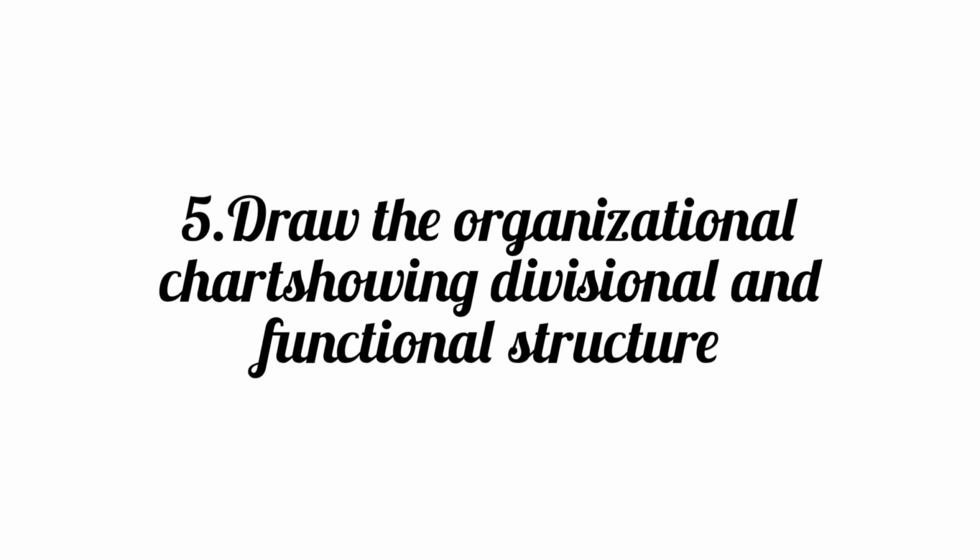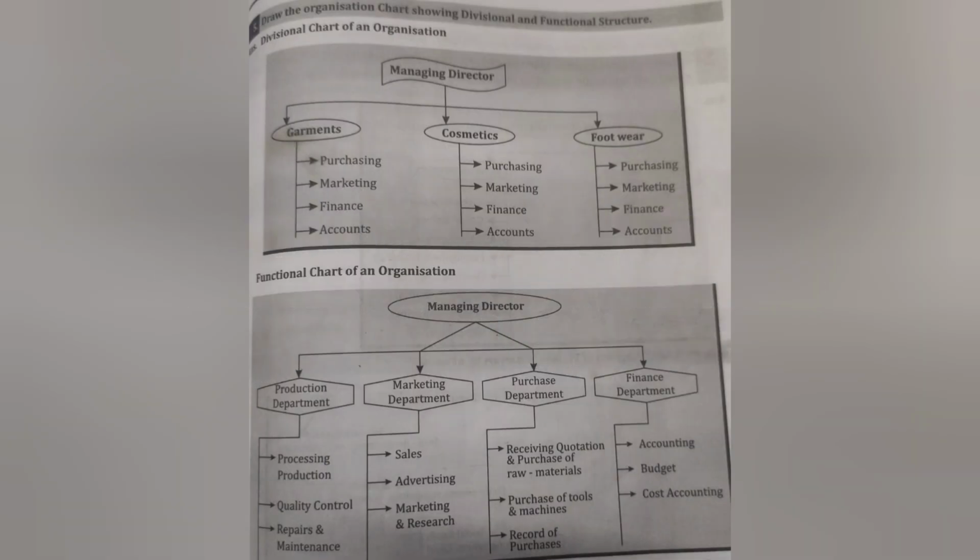Draw the organizational chart showing divisional and functional structure. So this is very easy. When it is divisional, it is based on various products. Example, you have garments, cosmetics and even footwear. After the product, we go through the functions. So every garment will have purchasing, marketing, finance, accounts. Every cosmetic also will have purchasing, marketing, finance, accounts. But the functional is based on the functions.